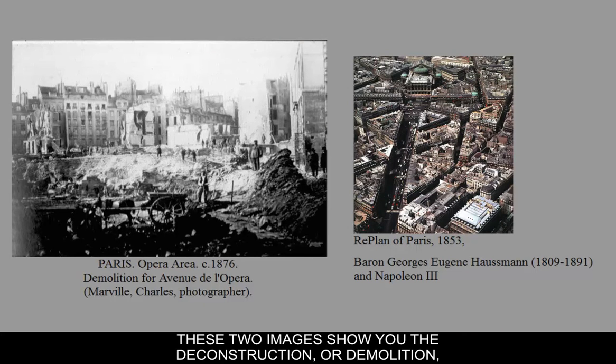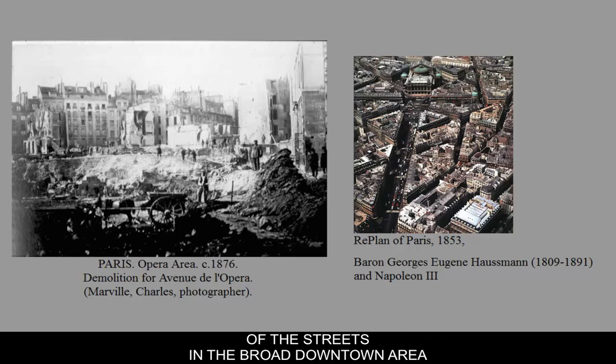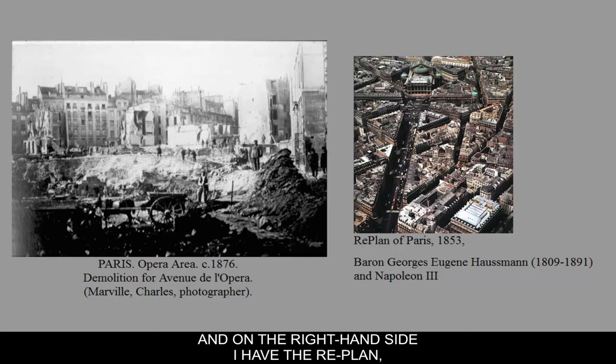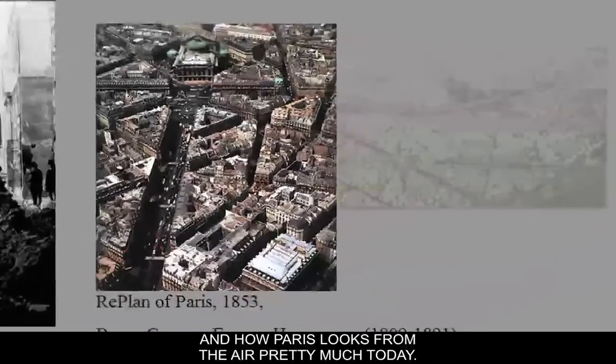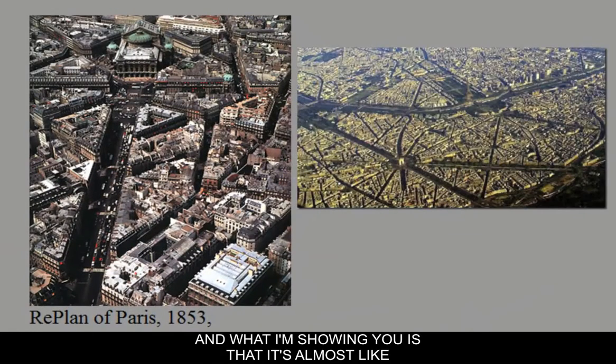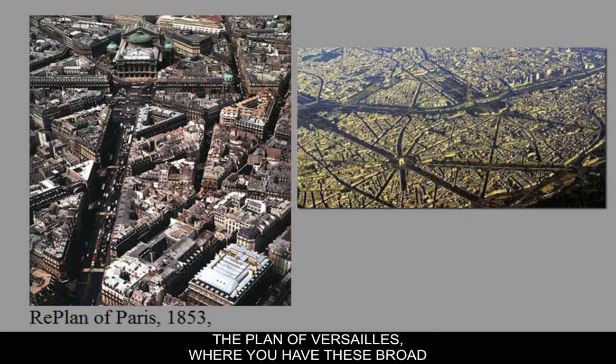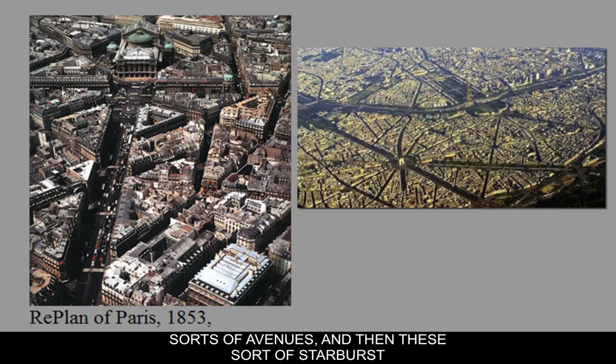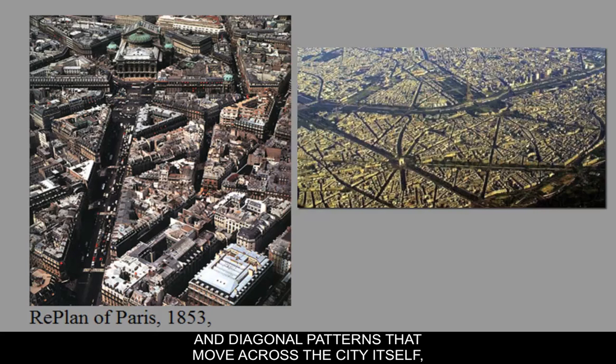These two images show you the deconstruction or demolition of the streets in the broad downtown area where the Opera House was built. And on the right-hand side, I have the replan and how Paris looks from the air pretty much today. And what I'm showing you is that it's almost like the plan of Versailles, where you have these broad sorts of avenues and then these sort of starburst and diagonal patterns that move across the city itself.